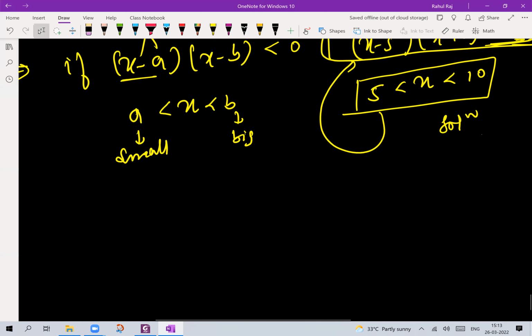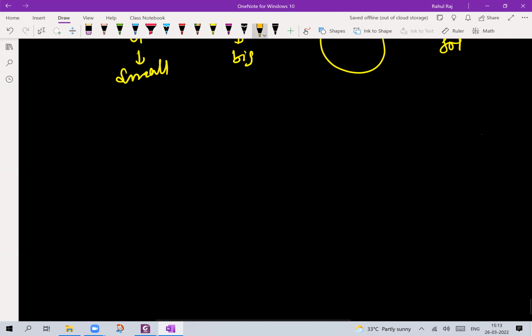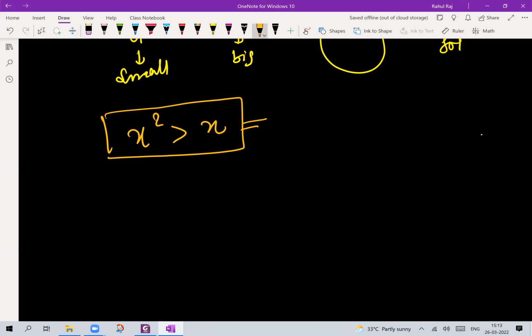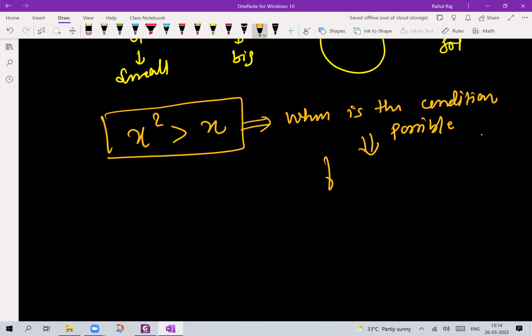So now come to this place. x square greater than x. What do you mean by x square greater than x? Think about when is the condition possible. So for any algebraic equation, your first job is always to think when is the condition possible. This line means for what value of x this condition is possible.